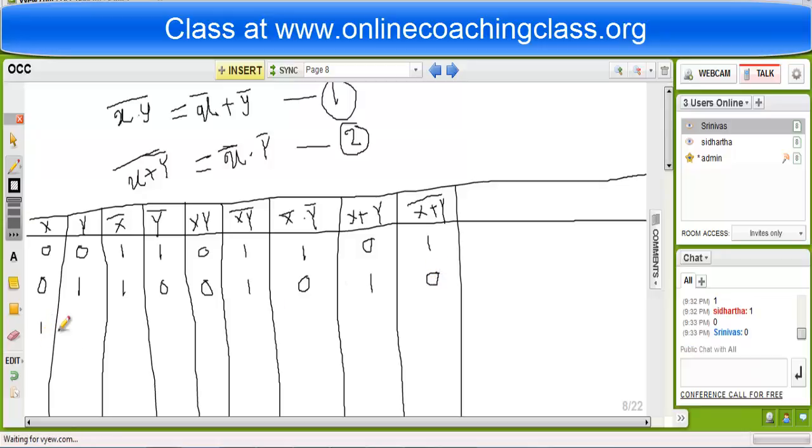Okay. Now take 1, 0. Then it will be 0, it will be 1. What is the value of xy? Okay. What is the value of xy bar? Good. X bar, y bar? Good. X plus y? Good. And x plus y bar? 0. Srinivas, x plus y bar? X plus y is equal to 1, then x plus y bar will be what? Yes, good.